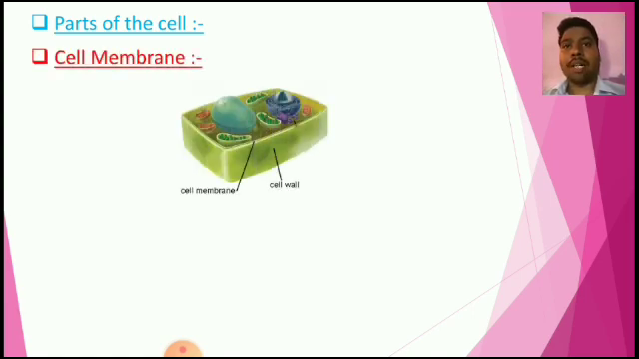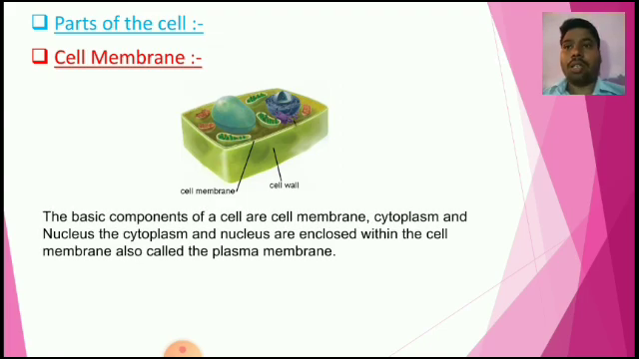So the next topic is parts of the cell. The first part of the cell is the cell membrane. This is a picture of a plant cell. In that we denote the cell membrane. The basic components of a cell are the cell membrane, cytoplasm and nucleus.